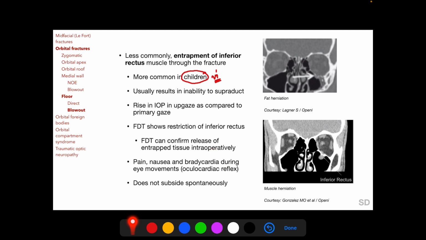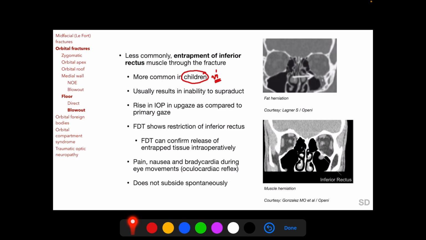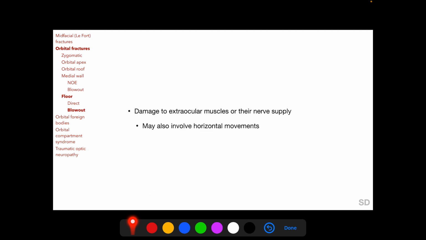During eye movements or during forced duction testing, there can be pain, nausea, and bradycardia due to stimulation of the oculocardiac reflex. Oculocardiac reflex can be due to the entrapment of the inferior rectus muscle itself. And unlike movement limitation due to edema and hemorrhage in the orbit, movement limitation due to entrapment of muscle or soft tissue does not subside spontaneously. The third cause of movement limitation is damage to the extraocular muscles or their nerve supply, and this may involve the horizontal movements also, as we have mentioned.